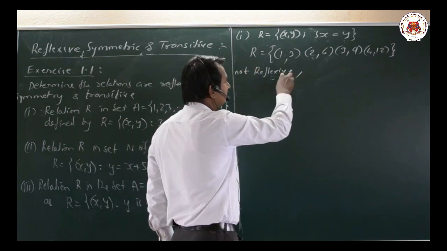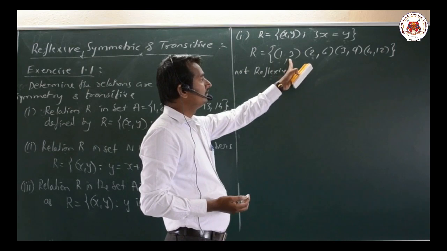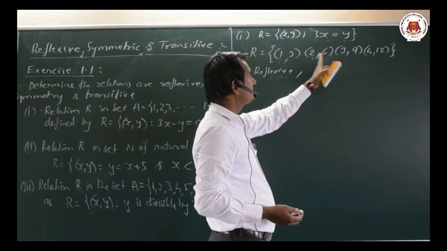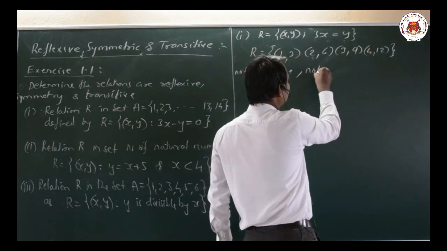Then we shall check now for symmetry. Symmetry means if we have (1, 3), we should have (3, 1). We don't have any (3, 1). (2, 6), we should have (6, 2). We don't have any (6, 2). Therefore it is not symmetric.